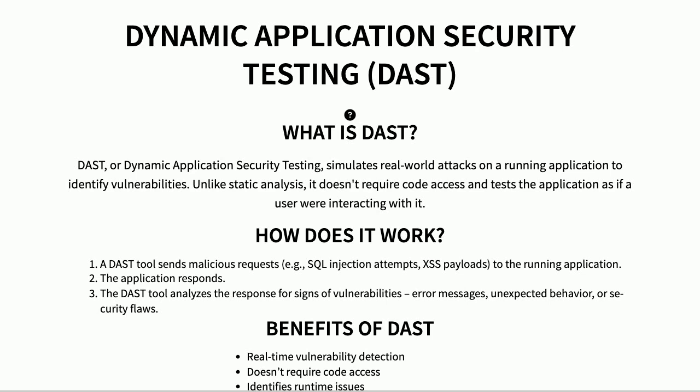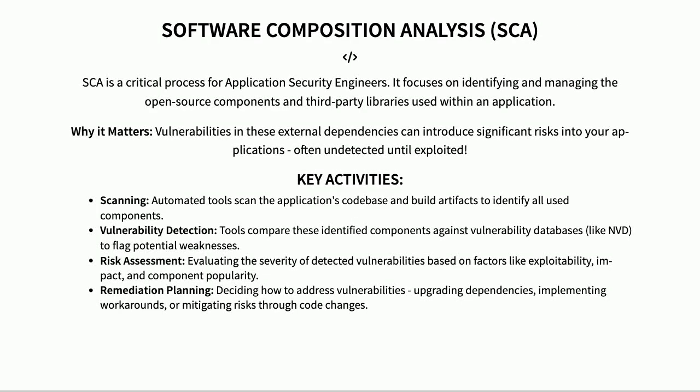Okay, let's talk about software composition analysis, or SCA. Think of it as a deep dive into the ingredients that make up your applications. We're looking at all those open source libraries and third-party components used in development. Why is this important?